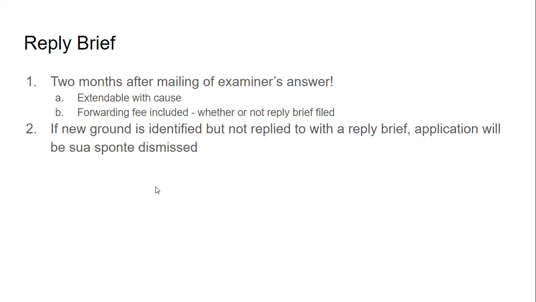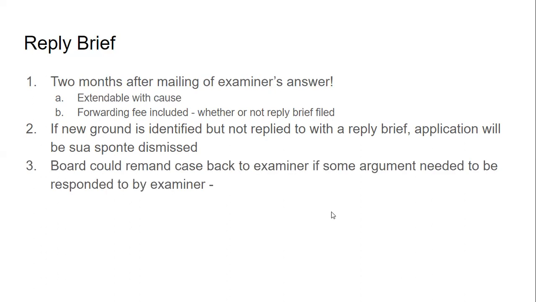So now if a new ground is identified, but it's not replied to with a reply brief, then the application will be sua sponte dismissed. That's when an examiner says, hey, we have put forward a new ground, but the applicant did not say they would maintain the appeal or reopen prosecution. If there's no indication of what should be done, then it's going to be sua sponte, which means it's just dismissed on the merits. Now the board could remand the case back to the examiner if some argument needed to be responded to by the examiner. And then in that case, the examiner would respond with a substitute examiner's answer.